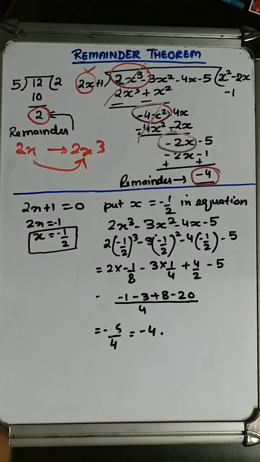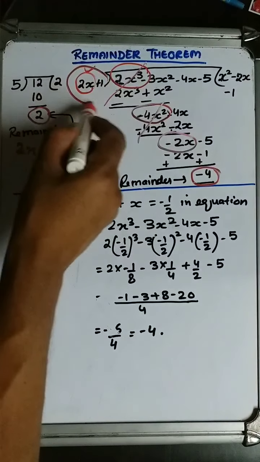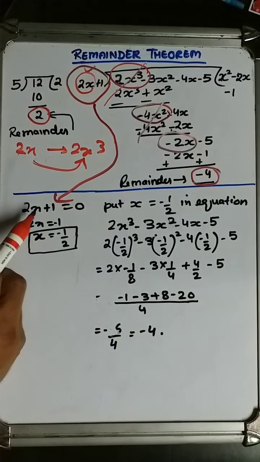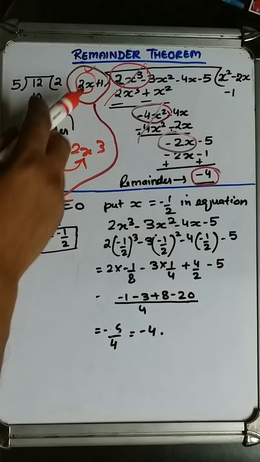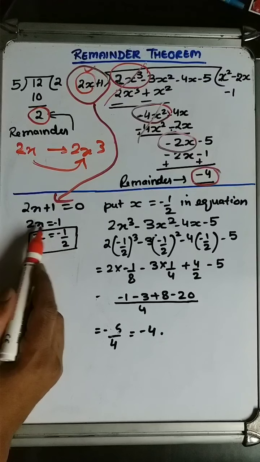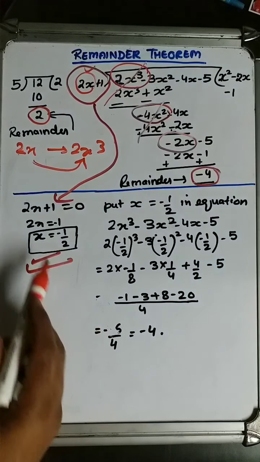Here we have to see what we have to do. From this expression we are dividing, so put this equal to 0. 2x plus 1 equals 0. 1 goes on the other side. 2x is equal to minus 1, x is equal to minus half. So this is the value of x.